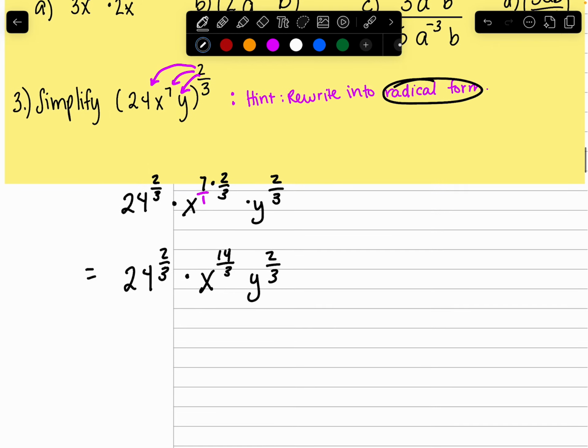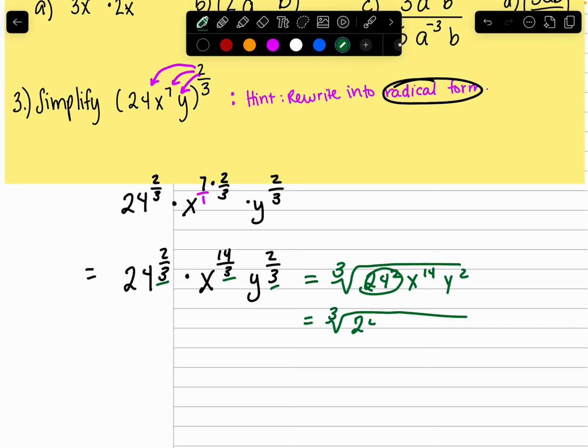Since the denominators are all the same, we can put them underneath the same radical. So that's the cube root of 24 squared x to the 14 y squared. And now you do the same process. Whenever you have a number, you always have to simplify the number. 24 times 24 x to the 14 y squared. Then you just do the factor tree, and it'll be the same process.